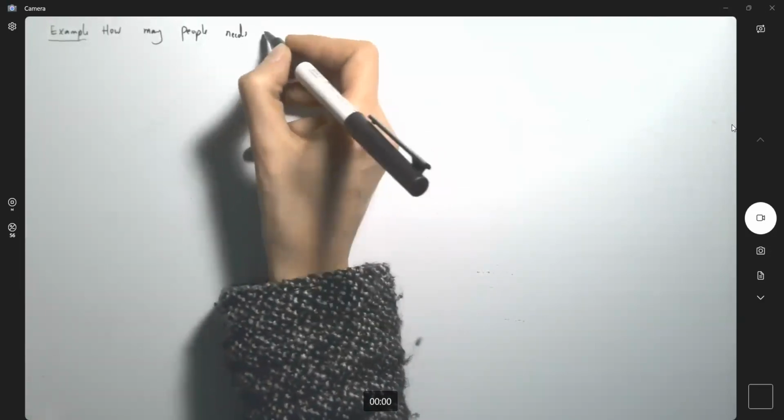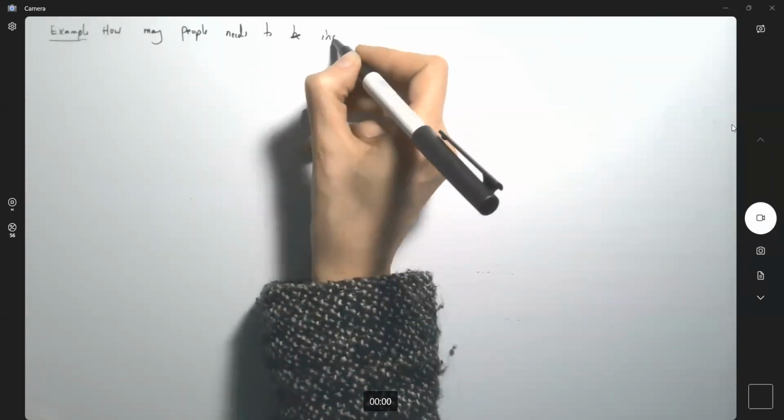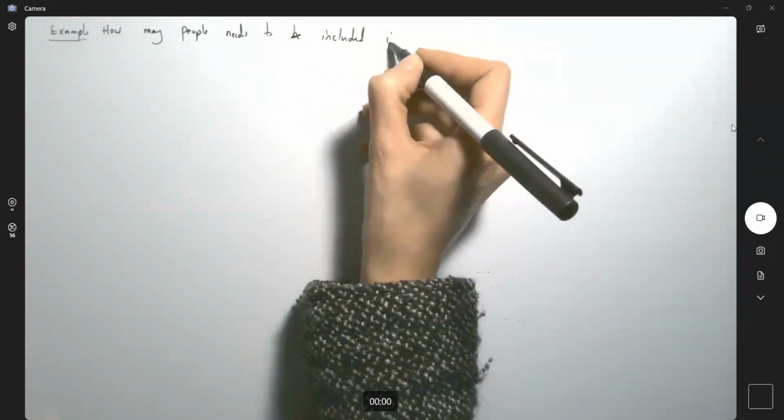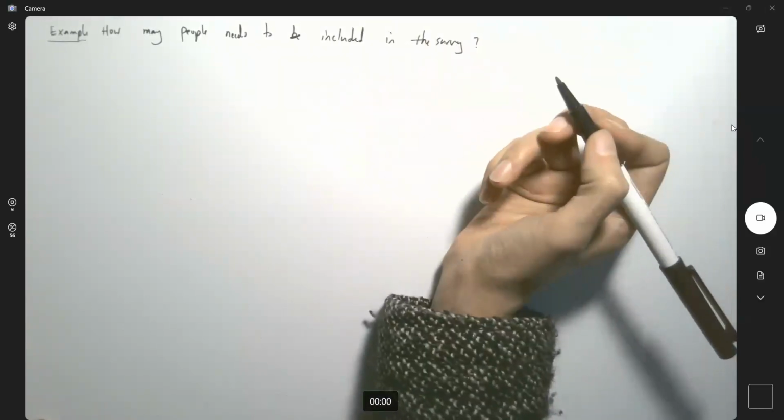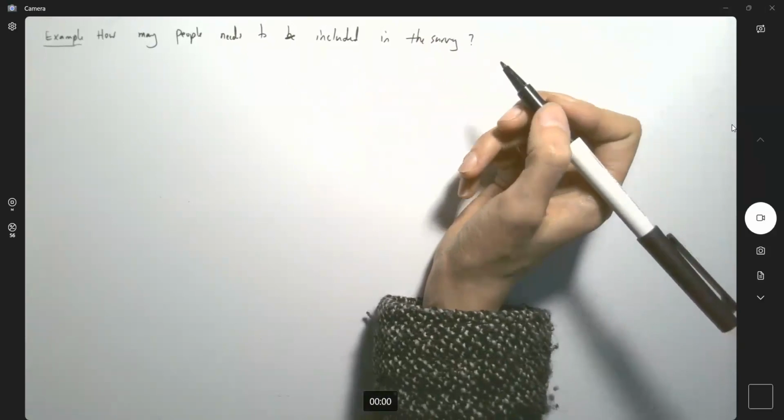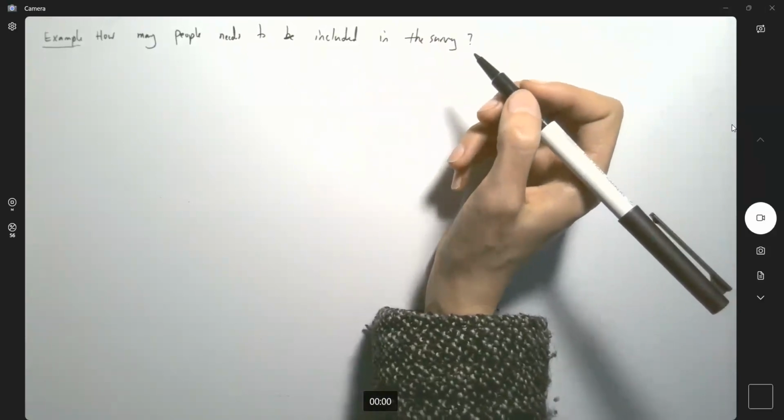So in this example, we're going to discuss how many people should be included in our sample. How many people need to be included in the survey? What is the sample size when you are working with confidence intervals? So, for example, you're running for a political campaign.